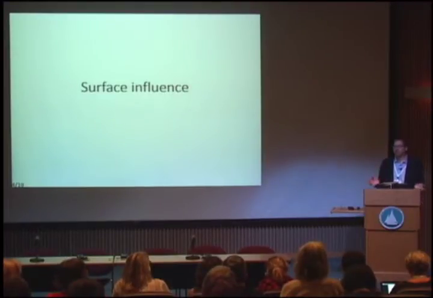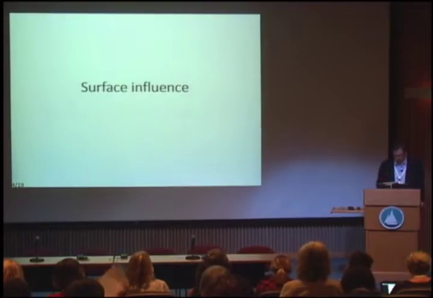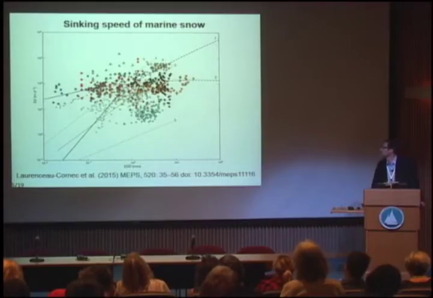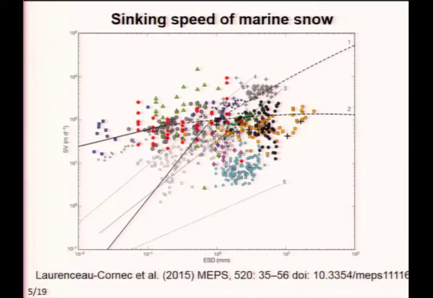We might think there are good physical laws, physicists have studied this for a long time, explaining how quickly something sinks for a particular size. So let's look at size versus sinking speed and see how we get on with that. This is a composite of a number of observations of sinking speed. On the x-axis here, this is size, and this is sinking speed. You can see that simple physical laws don't get us very far in explaining the variability that we see in the real ocean.